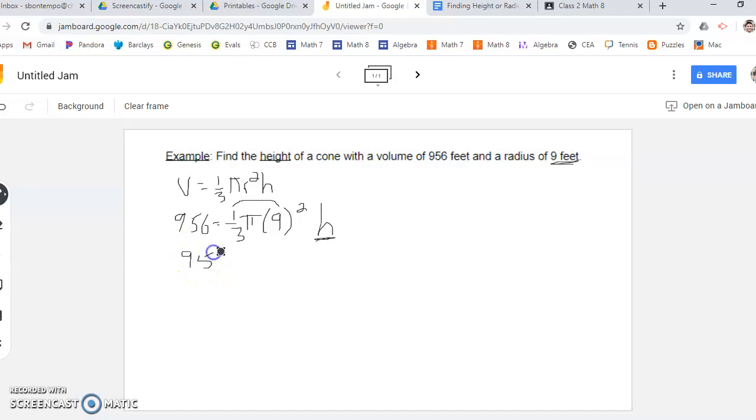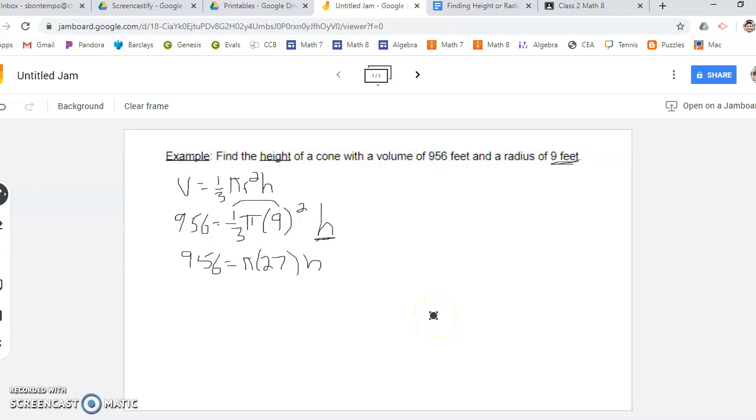9 squared is 81. A third of 81 is 27. So this is 956 equals 1/3... Oh wait, no, the 1/3's gone, sorry. So erase that. Pi times 27 times the height.